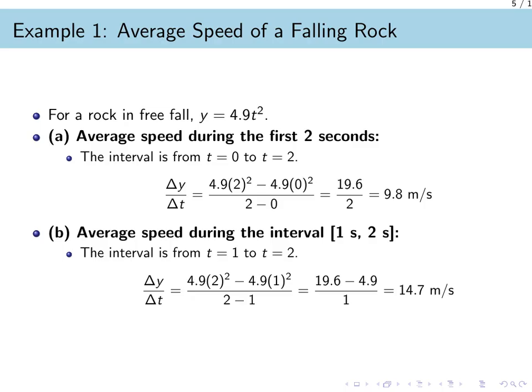If we use a different interval, for example from 1 second to 2 seconds, the same calculation yields a faster average speed of 14.7 meters per second. This shows that average speed is not a single number, but depends entirely on the specific time interval you choose. So remember, average speed always describes motion over a duration, not at a single instant.